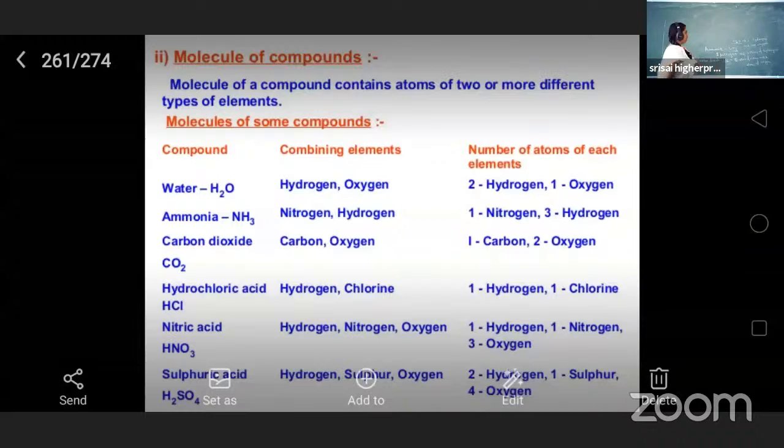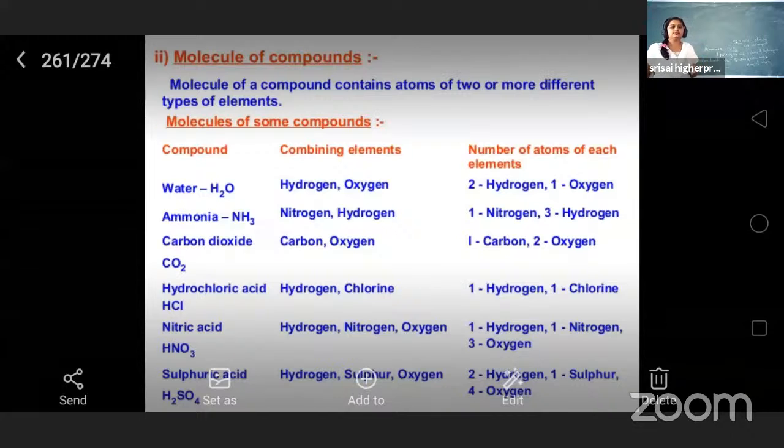Carbon dioxide means CO2, which is carbon and oxygen. Here 1 carbon atom is there and 2 atoms of oxygen. And hydrochloric acid, what is the formula of hydrochloric acid? HCl. H is hydrogen, Cl means chlorine. We have to divide the elements. They have combined. HCl is combined elements. Hydrogen is separate, chlorine is separate. Here you can see 1 hydrogen atom and 1 chlorine atom.